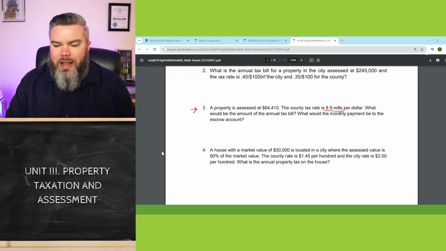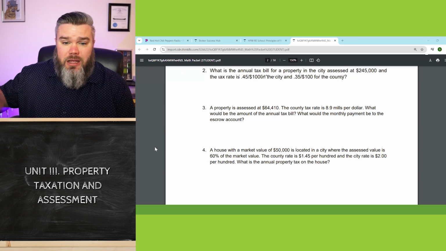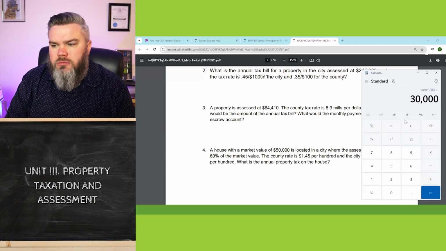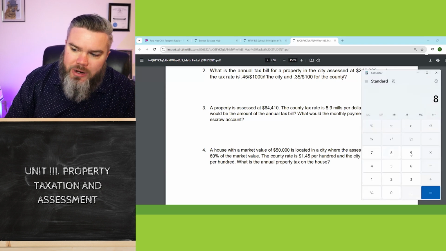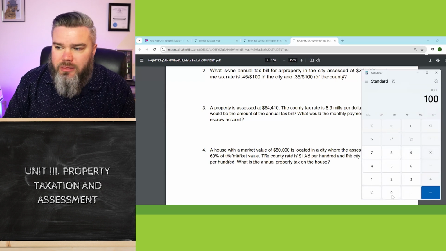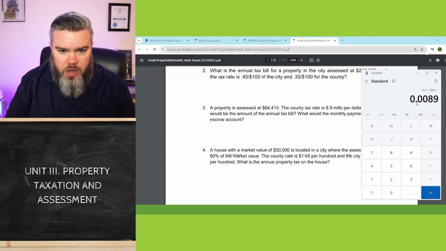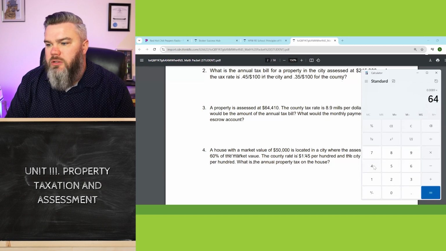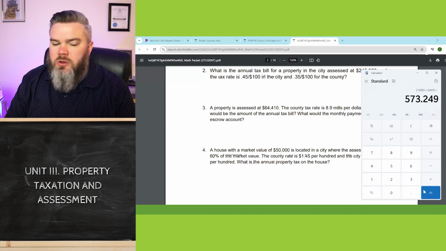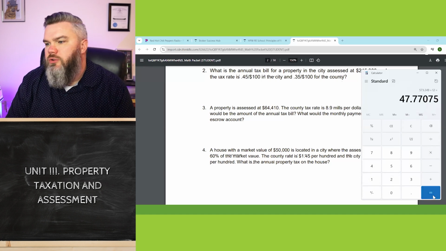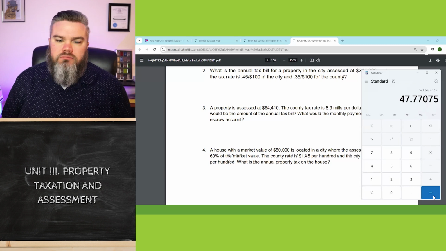Of course, this is a 2-part answer. You're never going to have one of those, at least it's not multiple choice in some way, shape, or form. But just like anything else, like with the per 100 rate, if you take your 8.9 mills, which is per 1,000, and you divide it by 1,000, you have now converted it to a per dollar rate, just with mills versus per 100. Multiply it by your assessed value of $64,410, and your annual tax bill is $573.25, divided by 12 gives you a monthly of $47.77.